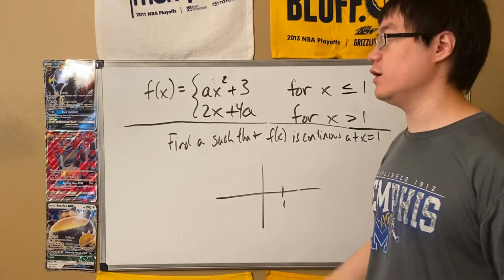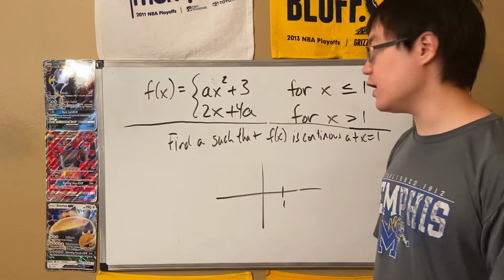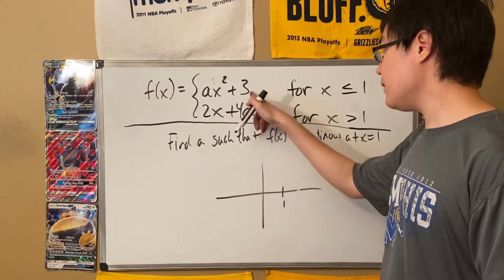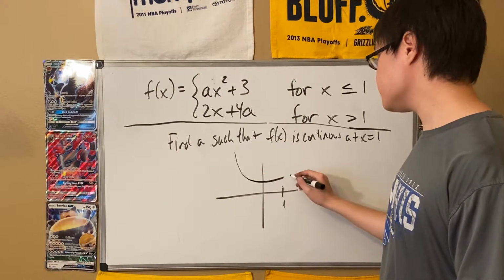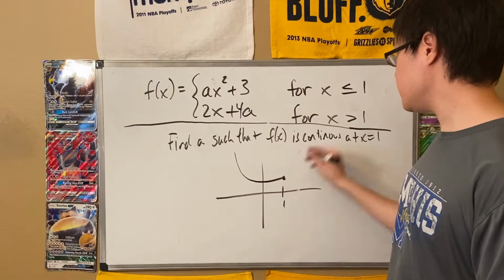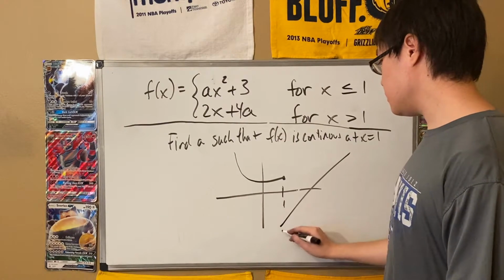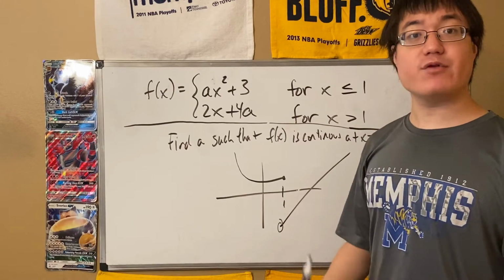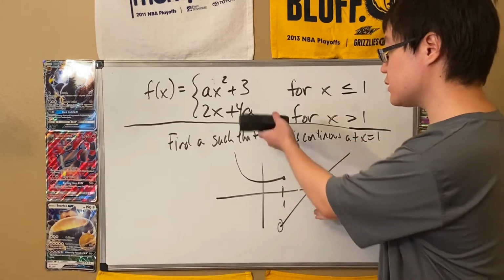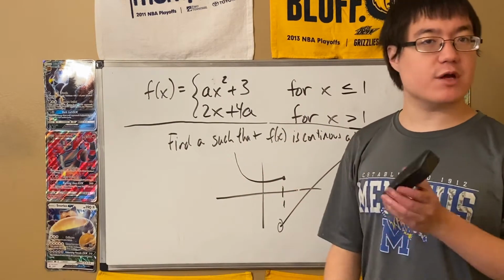A could be any number you want. It could be 4, it could be 7, it could be 25, whatever you need. So what happens is that this is going to be a parabola. We're going to have a closed dot here because the equal sign is on this side. And then we have this thing, which is a line. And if you have different values of a, this line and this parabola are going to shift up and down.